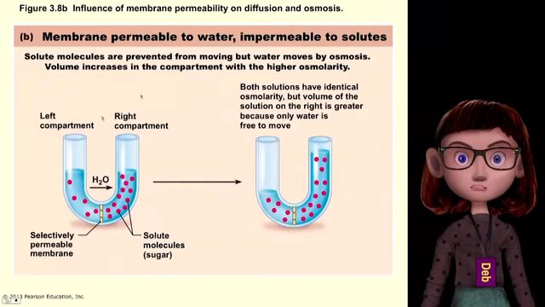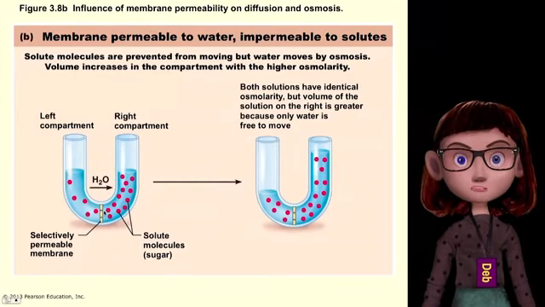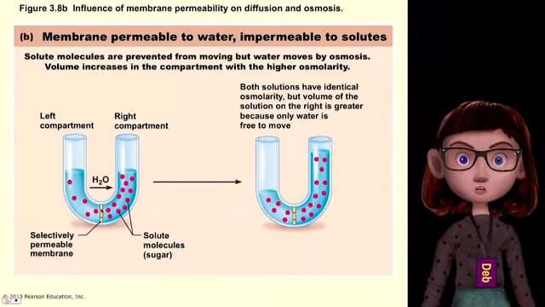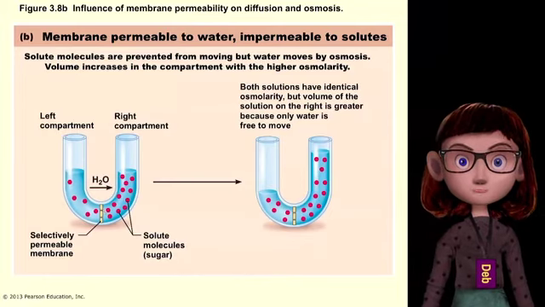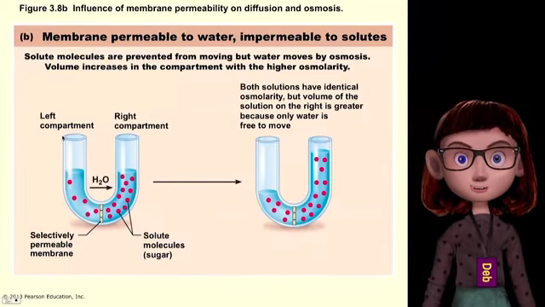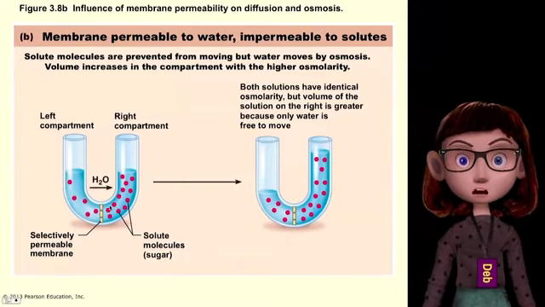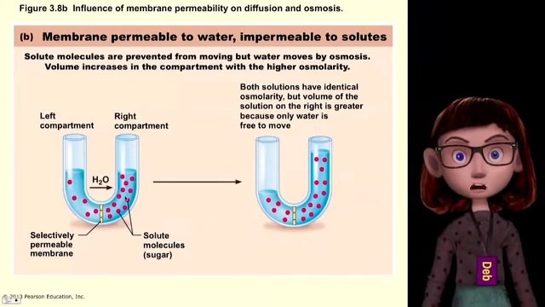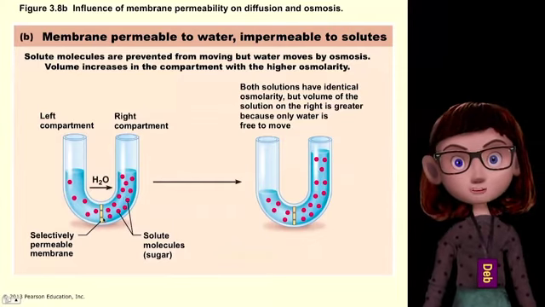However, if you have a membrane that is permeable to water but impermeable to solutes, and this is true in the human body, particularly with larger solute particles. Okay, so we have the left compartment and the right compartment. This is a selectively permeable membrane, which is what cell membranes are. And so you can see over here there's fewer solutes. Over here there are many solute molecules. This would be a sugar that cannot pass through that membrane.